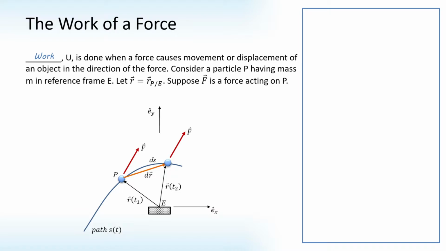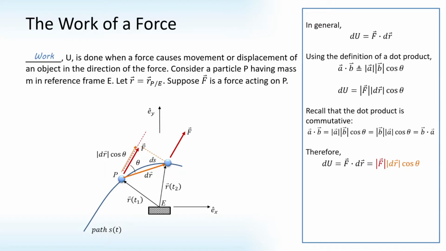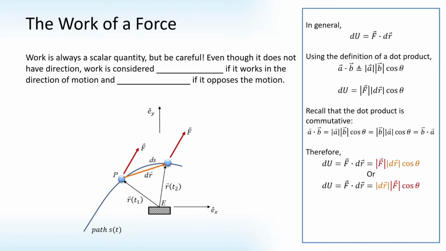To find the magnitude of the work done by the force, we can use the formula dU equals F dot dr. Using the definition of the dot product, we can say that dU, the instantaneous change in work, equals the magnitude of the force times the magnitude of the displacement times the cosine of the angle between them. Recall that the dot product is commutative, therefore work can be viewed in one of two ways. Either as the product of the magnitude of the force and the component of the displacement in the direction of the force, or as the product of the magnitude of the displacement and the component of the force in the direction of the displacement.